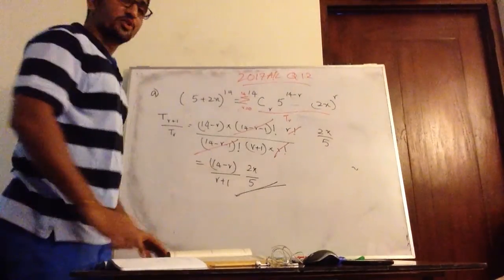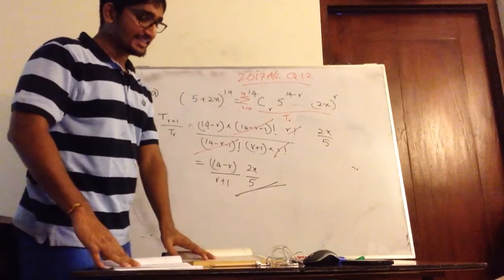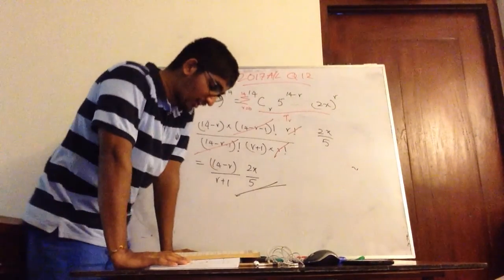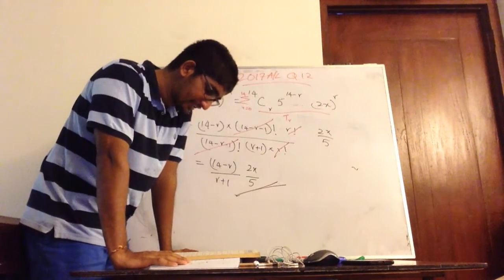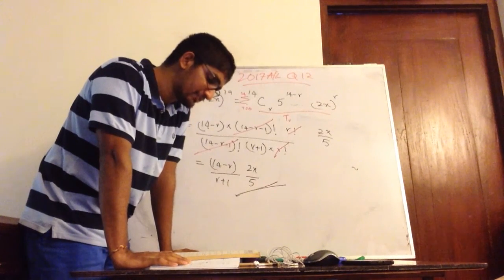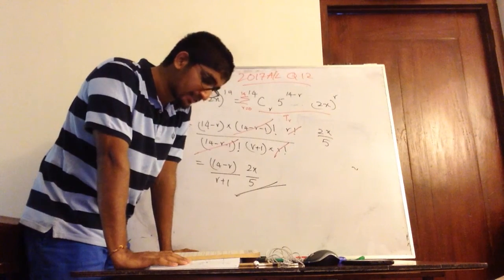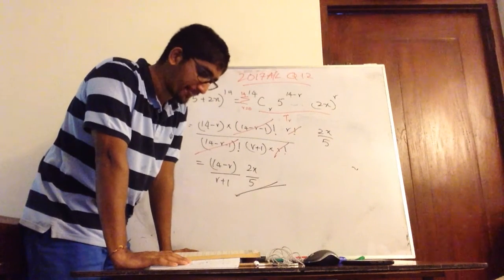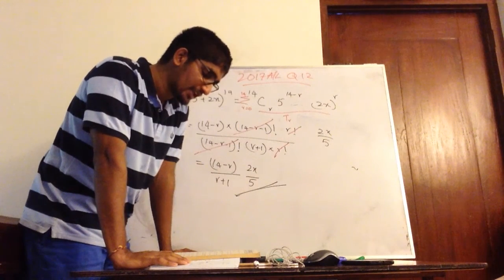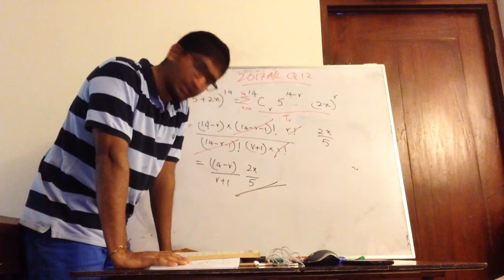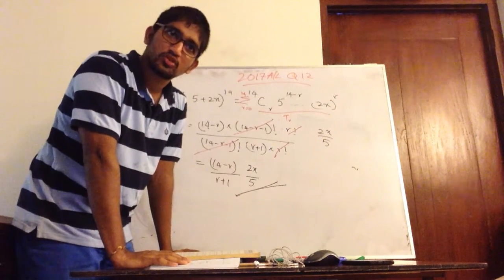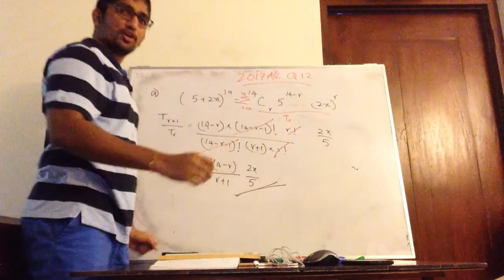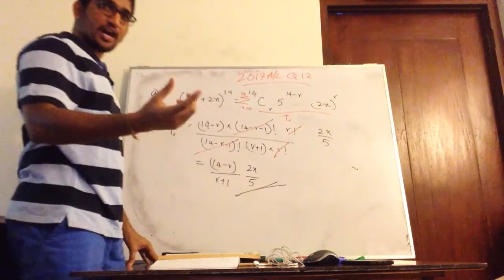So now is the interesting part. Now they are asking, hence find the value of r which gives the largest term of the above expansion when x equals 4 over 3. So we want the largest term. We want at which r that is the maximum.